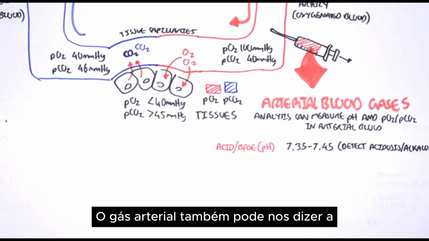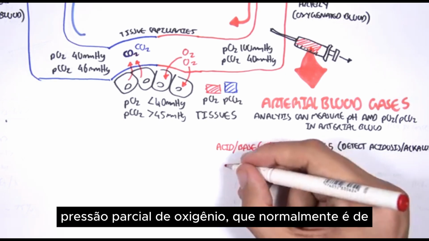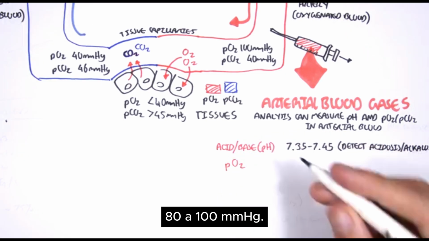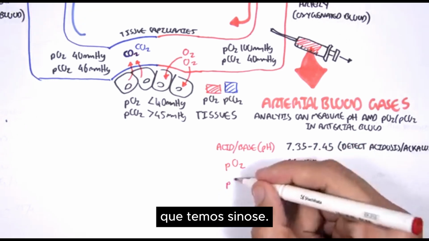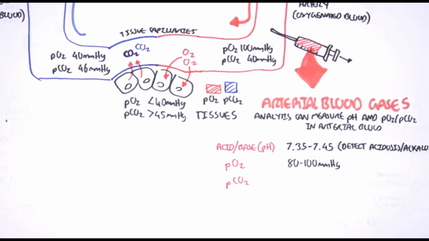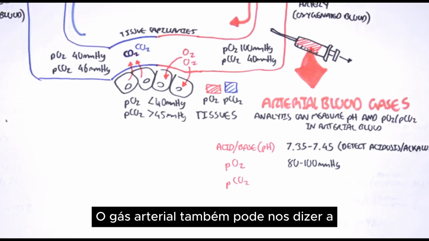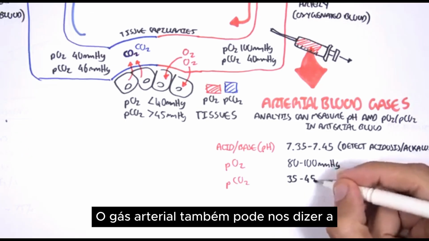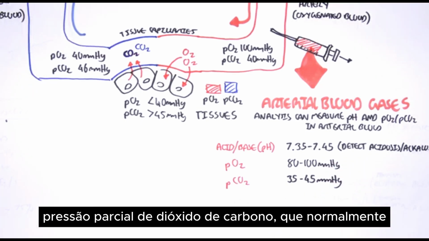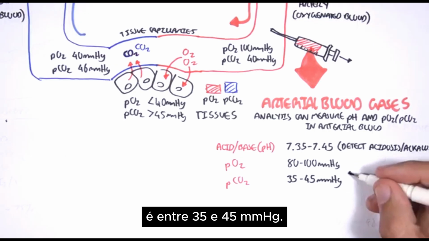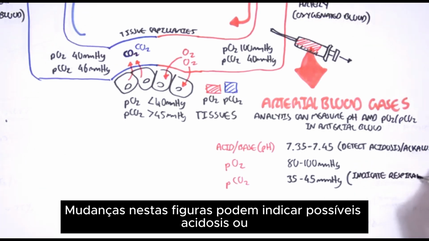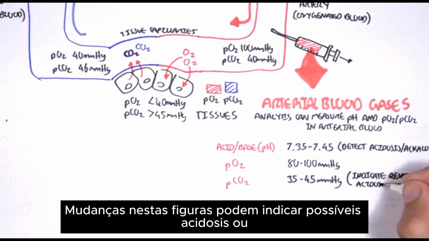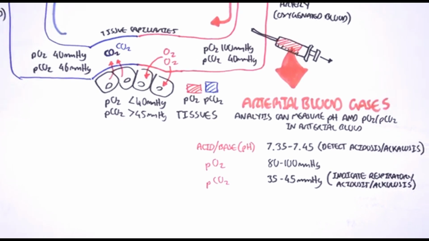Arterial blood gas can also tell us the partial pressure of oxygen, which is normally 80 to 100 millimeters mercury. If it's below 80, this will tell us that we have cyanosis. The arterial blood gas can also tell us the partial pressure of carbon dioxide, which is normally between 35 and 45 millimeters mercury. Changes in these figures can indicate possible respiratory acidosis or alkalosis.